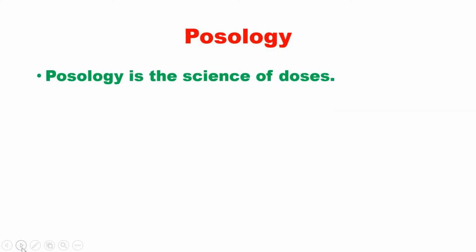Now let us see what is the meaning of Posology. Posology is the science of doses. This is from the Greek words poso and logy. The meaning of poso is how much, and logy is the science. So how much dose is required is learned in posology. So it's a science of doses.